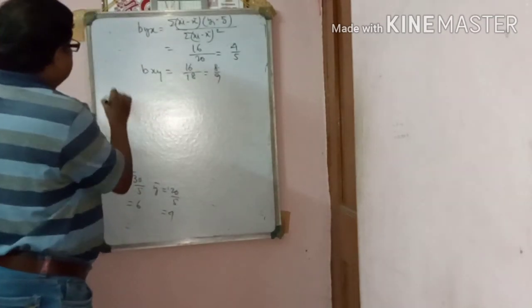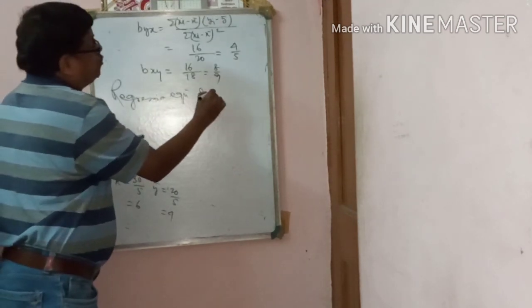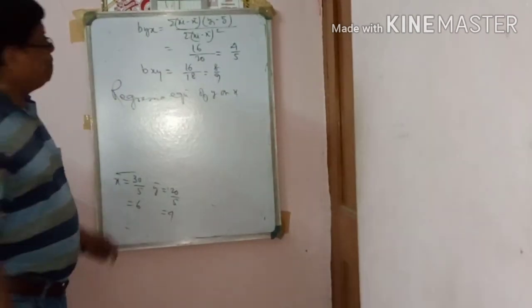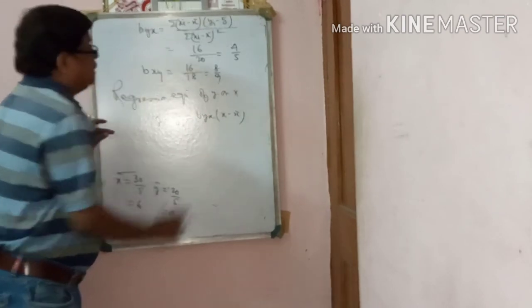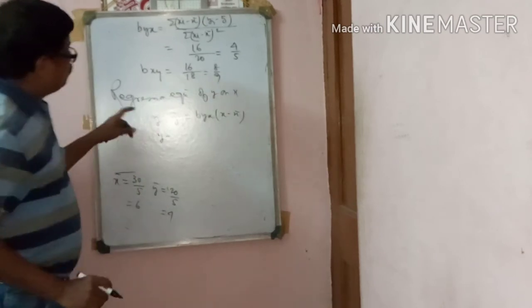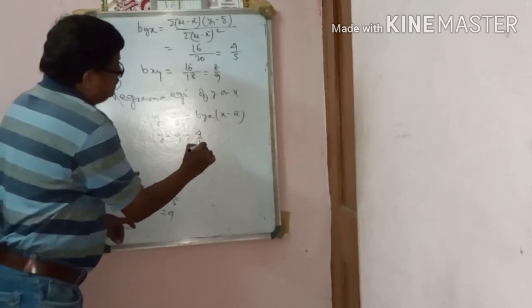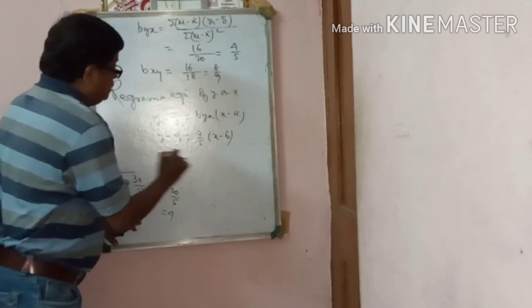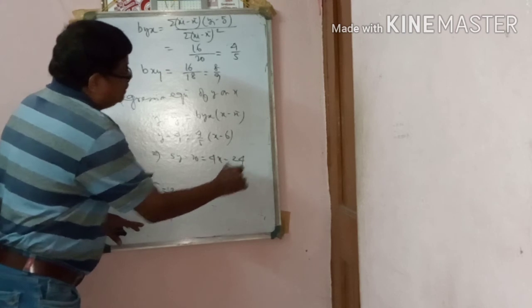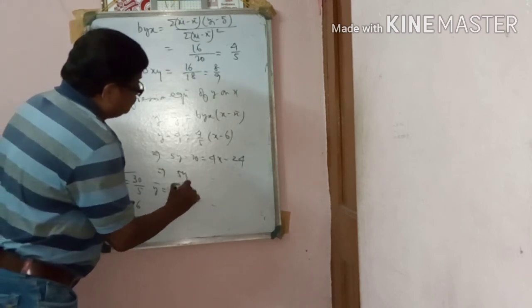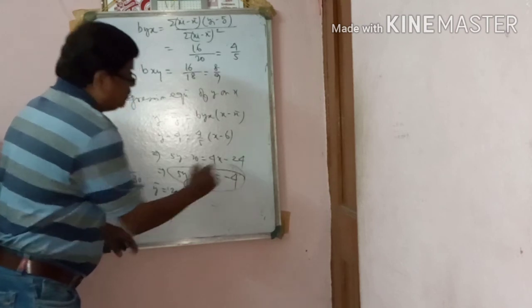Now the regression equation of y on x: y minus y bar equals byx into x minus x bar. So y bar is 4, put the value 4, byx is 4 by 5, into x minus x bar 6. So 5y minus 20 equals 4x minus 24, so 5y minus 4x equals minus 4. This is the equation.